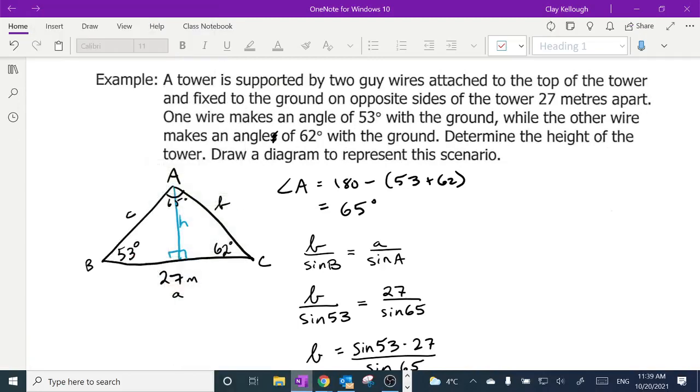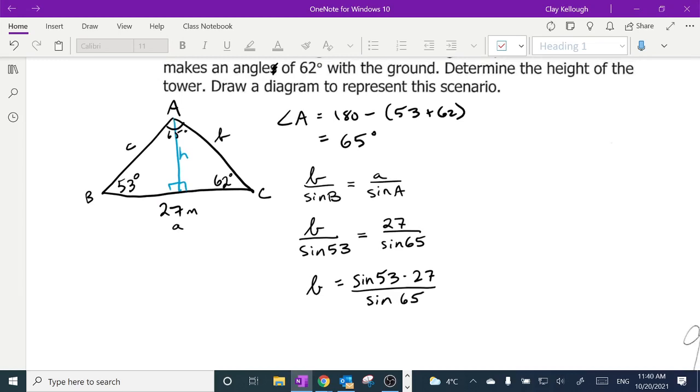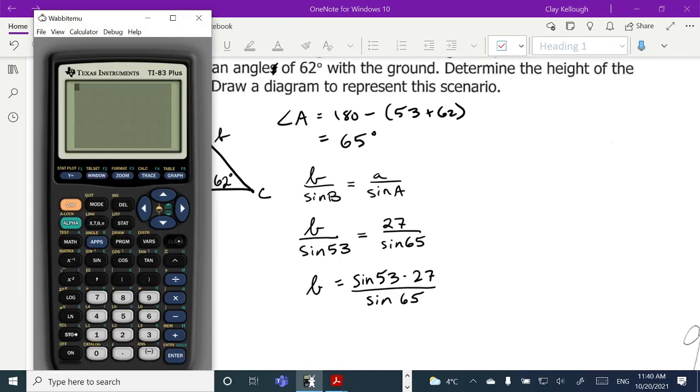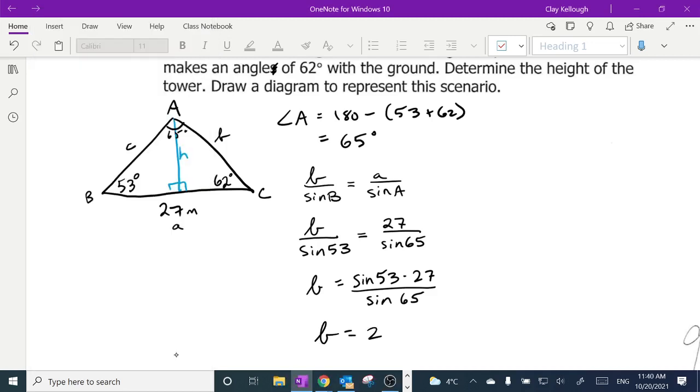There we go. Oops. Hang on. First we move this up a bit. Then we go and we punch buttons. Come on, calculator. There you are. Clear, clear, clear, clear. First, always check to make sure you're in degrees. We are. Okay, so here's my calculator. Sine of 53, I got to close that bracket, times 27, divide by sine of 65 equals. So side B is 23.79. I'll just round it there. Meters.